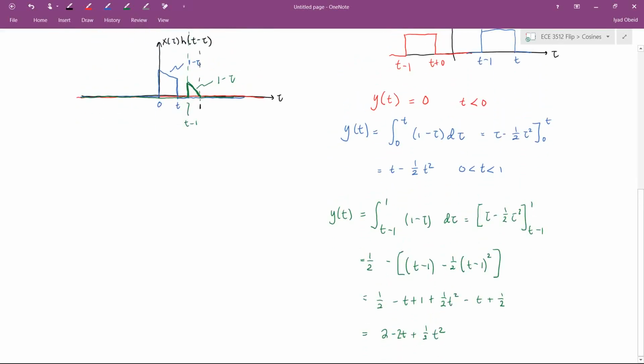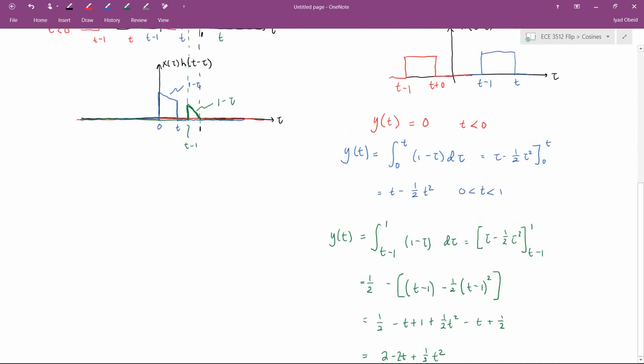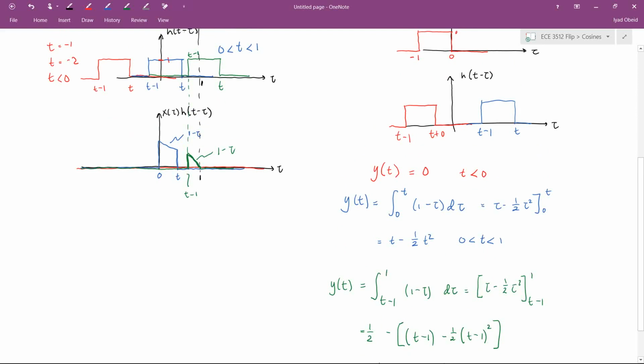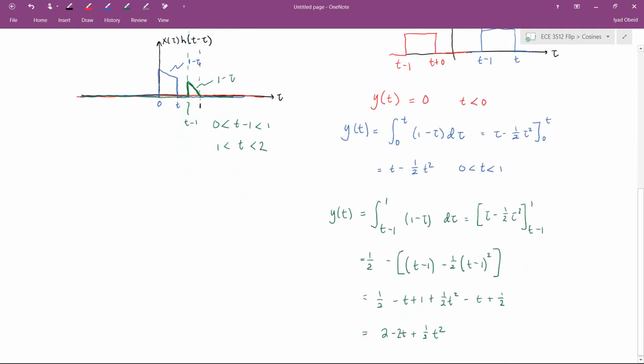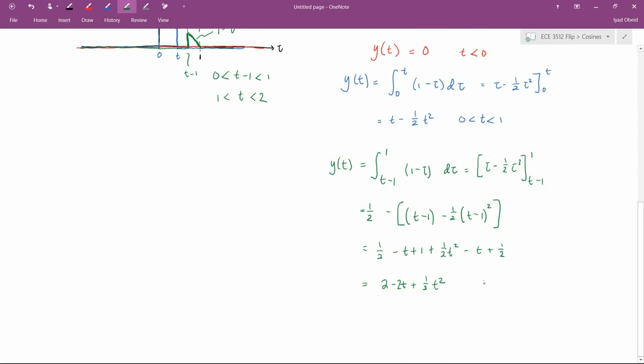Now we have to ask ourselves again, over what range of values of t will this be the solution? To work this out, I think we have to realize that as long as t minus 1 is between 0 and 1, we'll have the green picture, or in other words, we'll have the green integral. So as long as t minus 1 is between 0 and 1, then we'll get the integral that I'm describing here. In order for t minus 1 to be between 0 and 1, that would imply that t has to be bigger than 1 but less than 2. So this is my answer, but only if t is between 1 and 2.